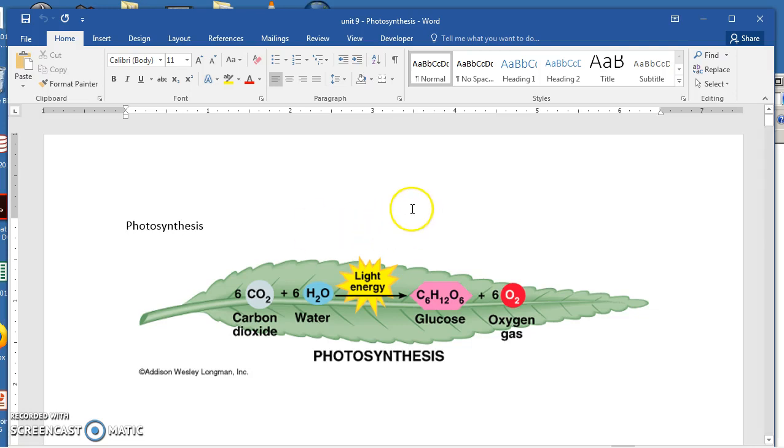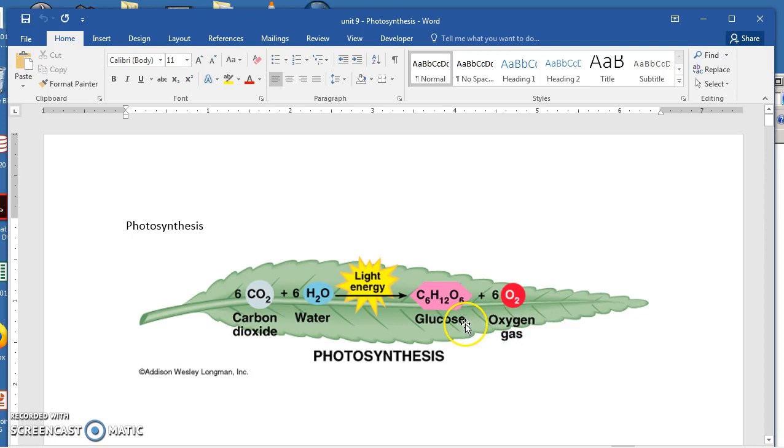The net equation for photosynthesis is usually given as 6 carbon dioxides, CO2, which is referred to as inorganic carbon, joined with 6 water molecules, H2O, with light energy driving the reactions. A carbohydrate is formed, and we generally show that as glucose, C6H12O6, and 6 oxygen molecules, O2.